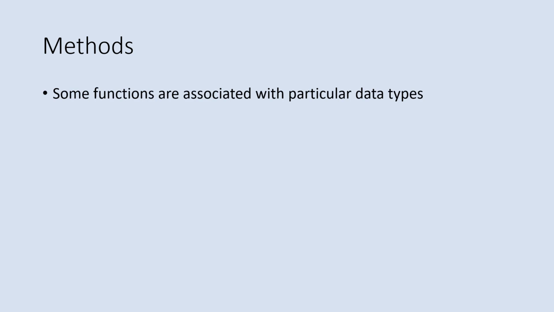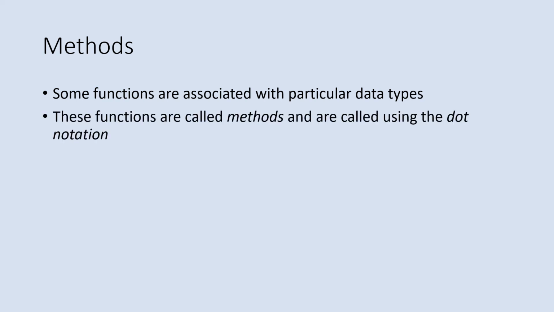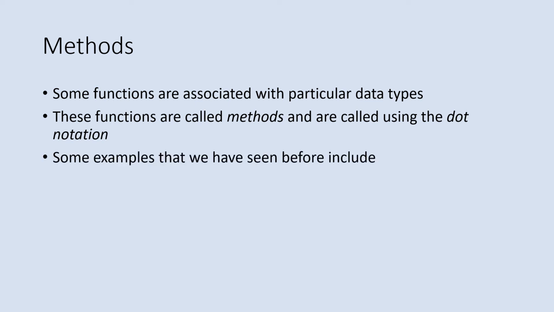We sometimes use the word methods in Python, that certain functions are associated with particular data types and not with others. So if a function is associated with a particular data type, we call those functions methods. And rather than being the function name and then the parameter in the brackets, methods that are specific to particular data types are called using the dot notation.